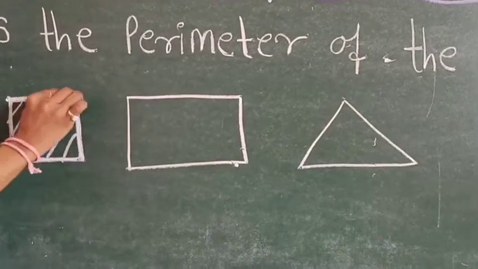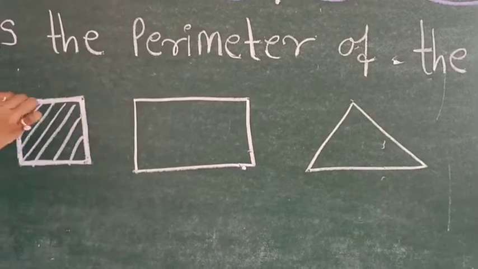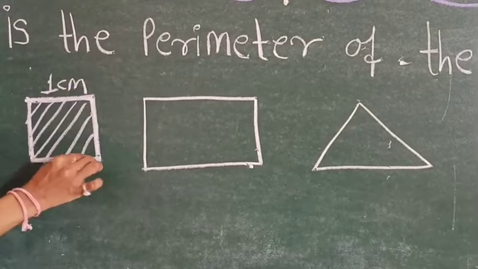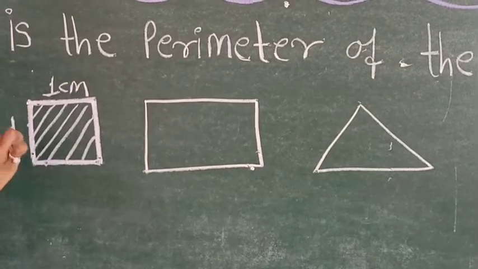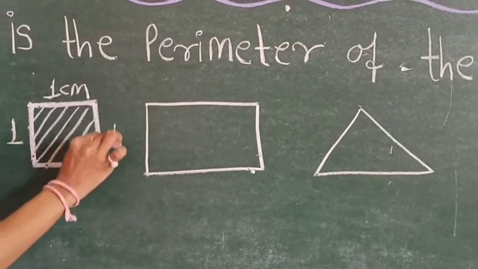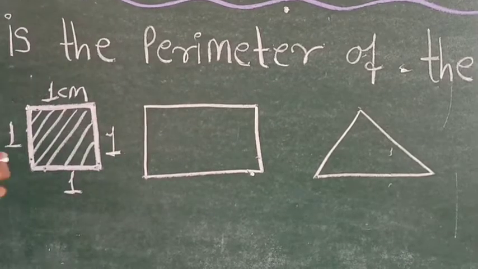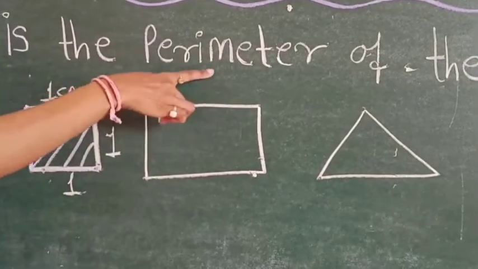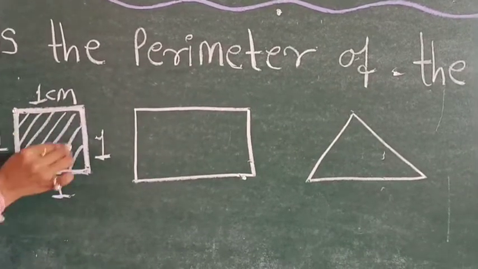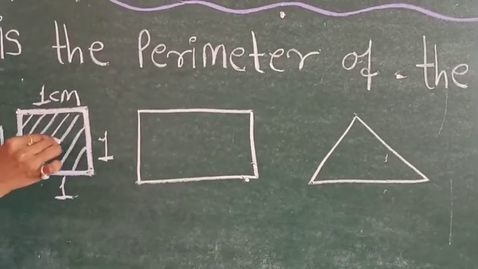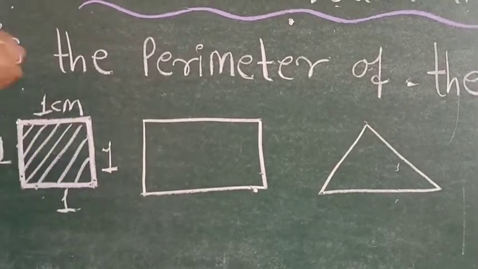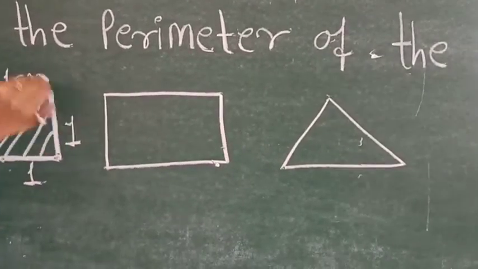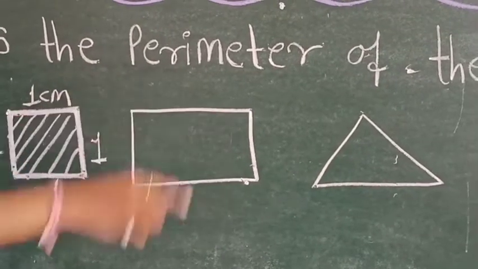So we all know this side is 1 centimeter. It means all sides are 1 because this is a square. Okay. So when you add all these, this is your perimeter. And when you find the inner area, this is called area. I will explain area later. First we will see perimeter here.